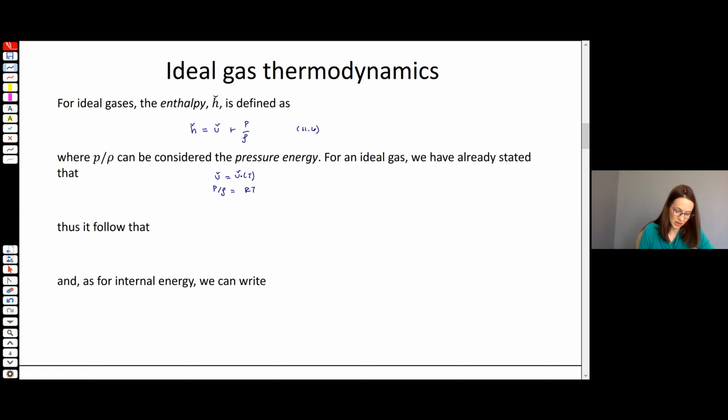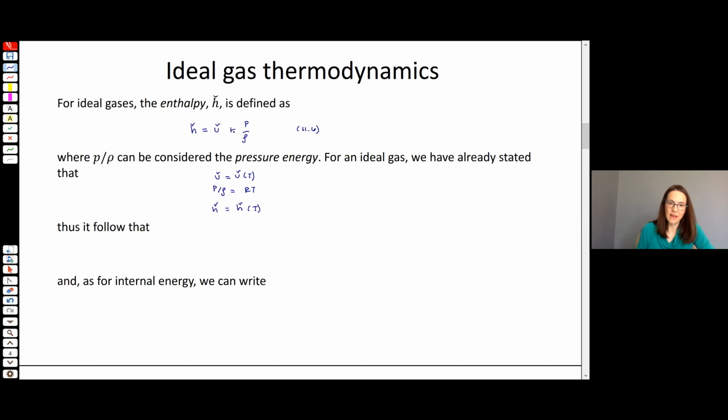So it follows, looking at the expression we just wrote down, that the enthalpy is also just a function of temperature, right? Because the internal energy and the pressure energy are both just functions of temperature, and the enthalpy is just the sum of those two.